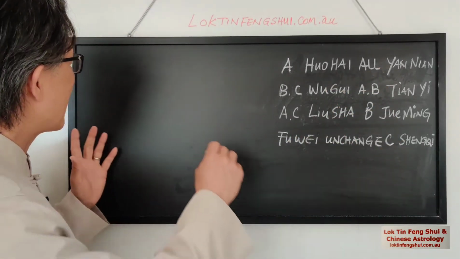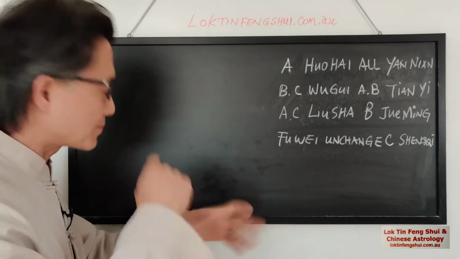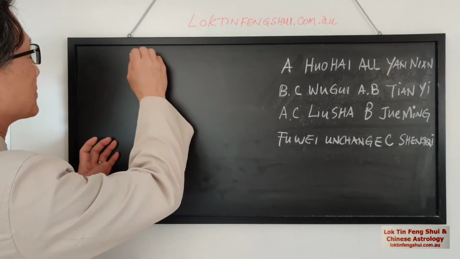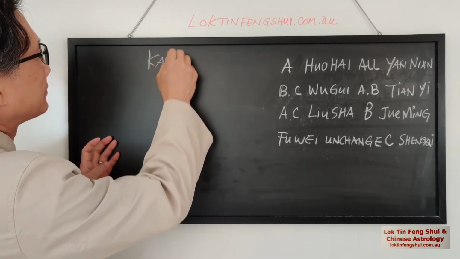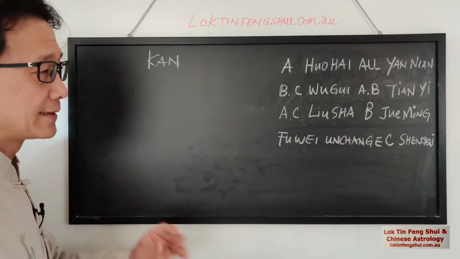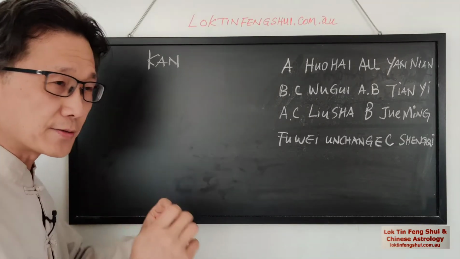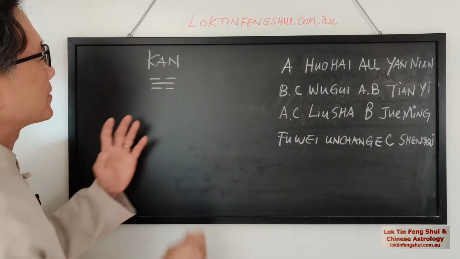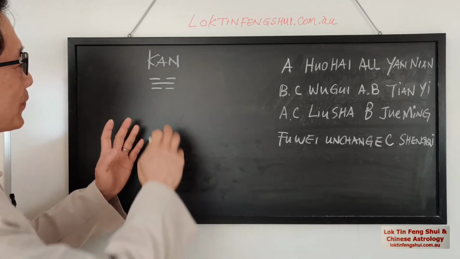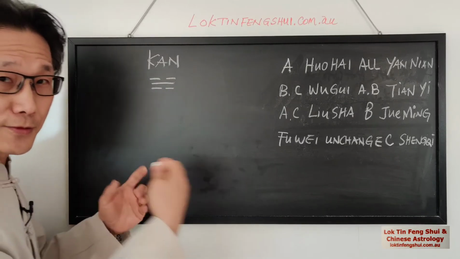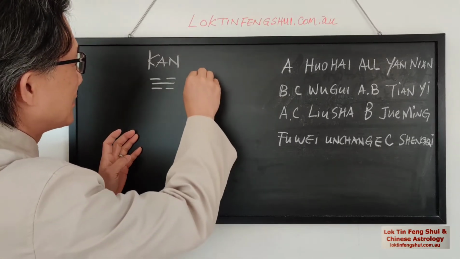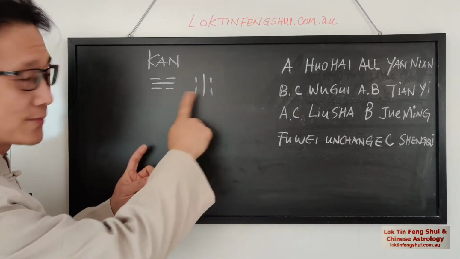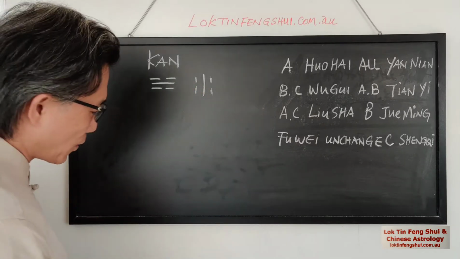Let's say we have the sitting. Okay, let's do the sitting first. The sitting is the kan gua. So the kan is the middle solid. So this is the kan gua. And kan is water. And if you know Chinese, the ancient way of writing water is this way. So it will help you remember this kan gua.